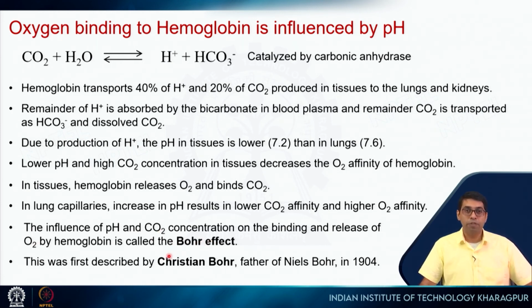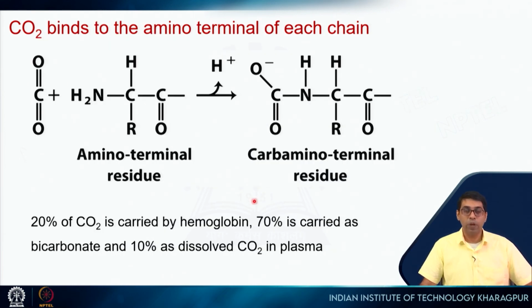The Bohr effect was first described by Christian Bohr in 1904, and he turns out to be the father of the famous physicist Niels Bohr. So how does hemoglobin carry carbon dioxide? Carbon dioxide is a much bigger molecule. It is not going to bind the heme group. It actually binds or reacts with the amino terminal of the polypeptide chains. This is the free NH2 group of the polypeptide chain, the N terminus. Carbon dioxide can react with it to form this type of carbamino terminal.